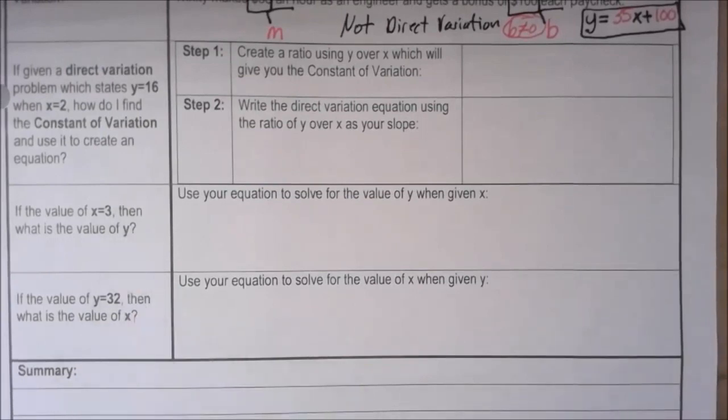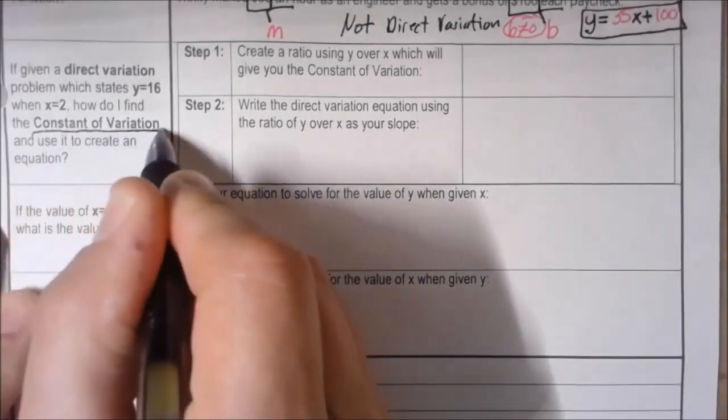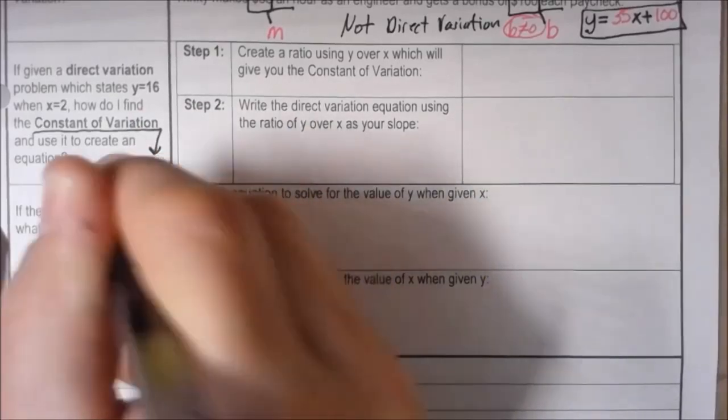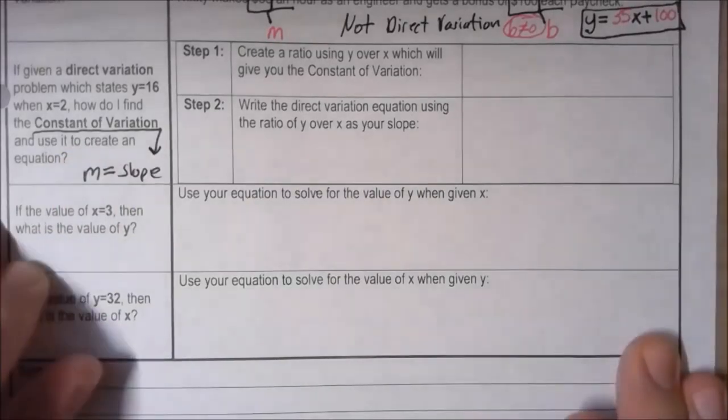It says, if given a direct variation problem which states y is equal to 16 and x is equal to 2, how do I find the constant of variation and use it to create an equation? Now remember I told you earlier, constant of variation is just another word for slope, and slope is equal to m. So keep that in mind.